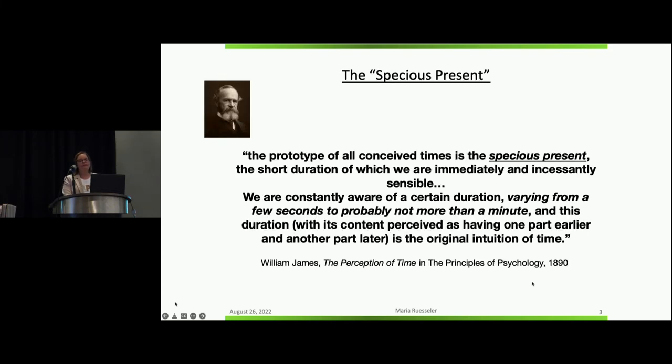For example, William James talks about the idea of the specious present. What he's saying is that the prototype of all conceived times is the specious present, the short duration of which we are immediately and incessantly sensible. And what I really want to stress here is that he thinks that how far back in time counts for us as being the present varies depending on the situation. And this is what my talk today is actually about.